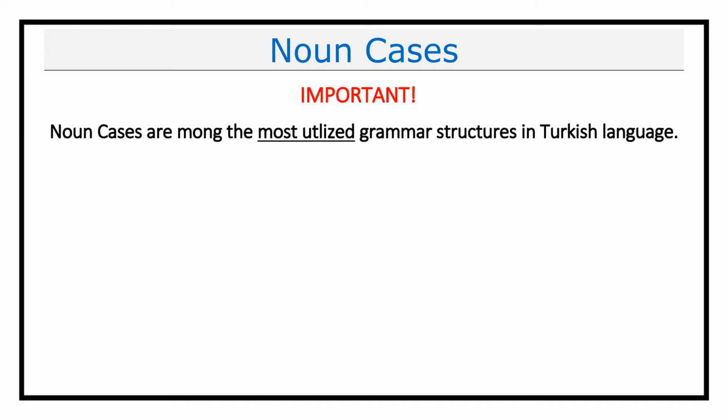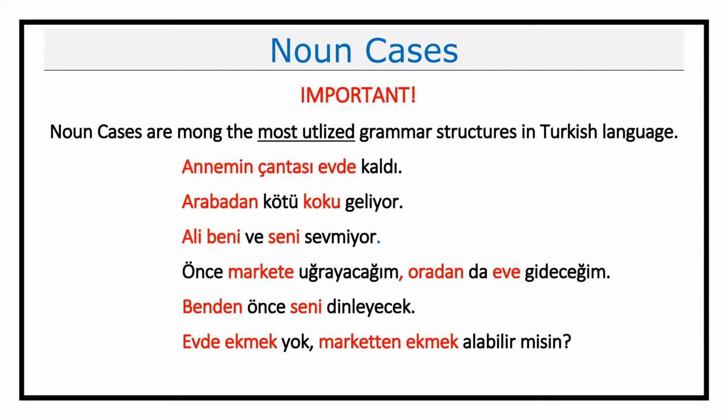Noun cases are among the most utilized grammar structures in Turkish language. They are used all the time, everywhere. You don't believe me? Look at the random sentences below. You don't need to know their meanings, but everything in red that you see in the sentences below involves noun cases. This means that if you properly learn noun cases, you will get rid of the most confusing topics in Turkish language. Why so?